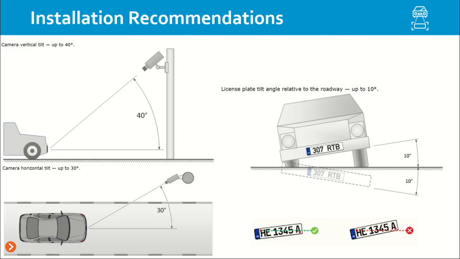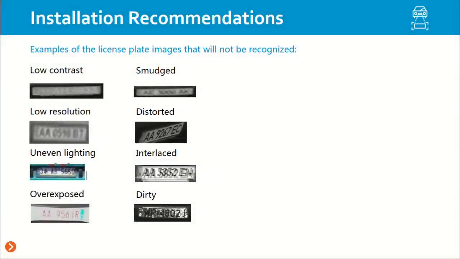Now we are going to focus on a very frequently asked question that appears every time when this module is being installed. What number will not be recognized? Here are some obstacles that may be faced when recognizing the number. Low contrast, as you can see on the pictures, low resolution, uneven lighting, overexposed, smudged, disordered, interlaced, dirty. As you can see, the accuracy depends not only on the correct camera installation and the adequate mode selection, but also on the image quality of the numbers.